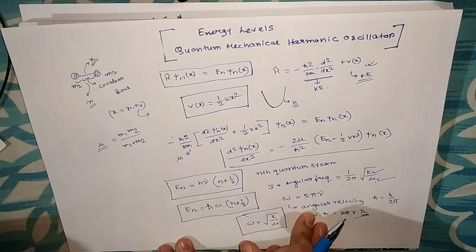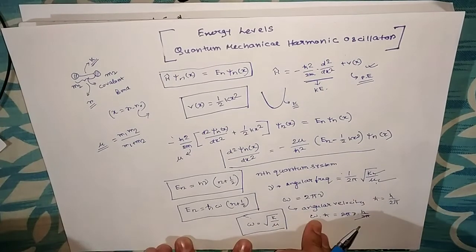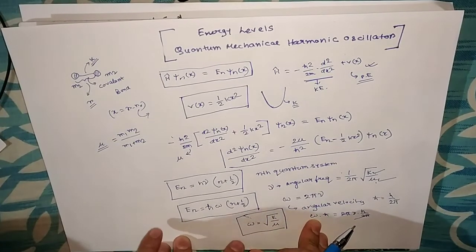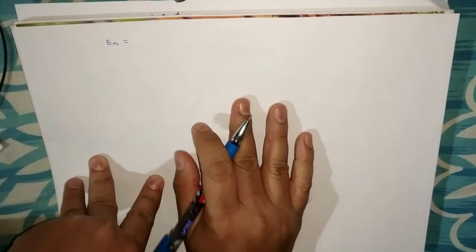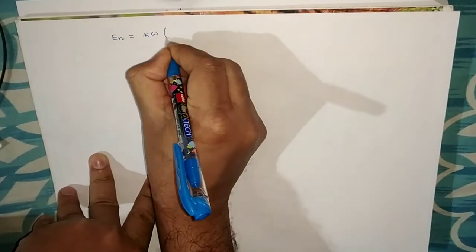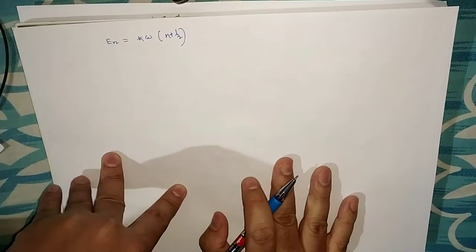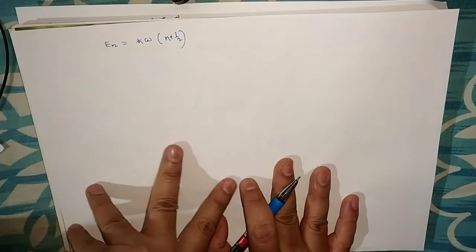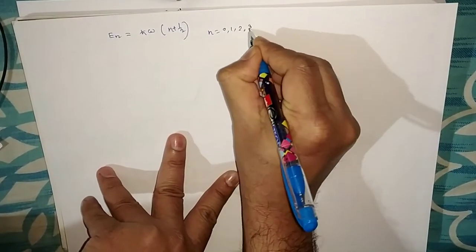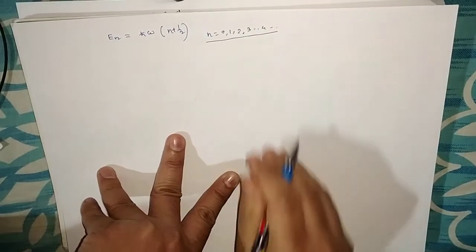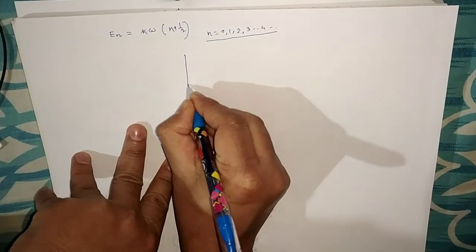Now we will see how the energy levels look. We will draw the energy levels for n. As I have already told you, En is the energy of the nth quantum state, equal to ħω(n + 1/2), where n is called the quantum number, and n can be any integer value starting from 0, then 1, 2, 3, 4, etc. So this is the quantum state of the system. How will the energy levels look? The energy levels will look like this.